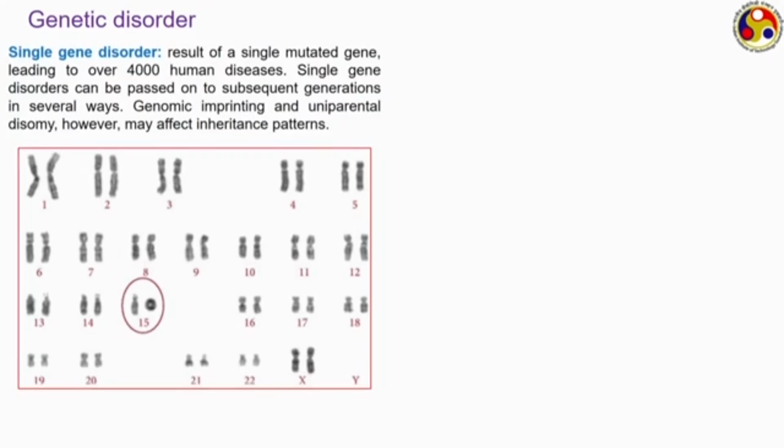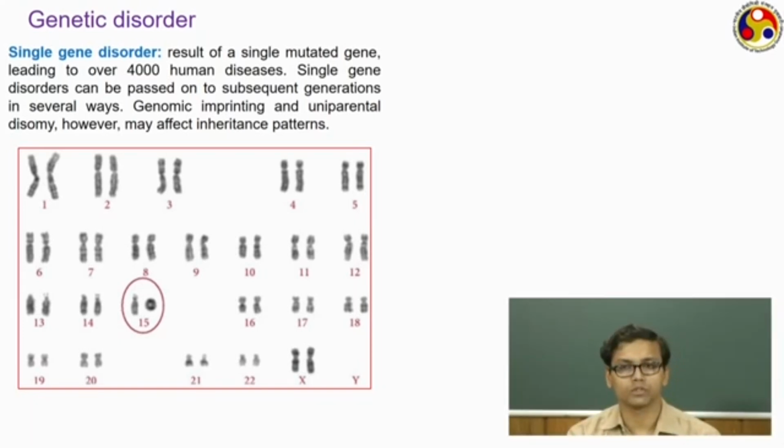Like you can see from this figure, we know that a common human being has 23 chromosomes. Out of these, 22 are autosomes and 2 are sex chromosomes, which determine our gender. So, in this particular case, you can see all the chromosomes are okay, but only this number 15 one is having some kind of abnormality. So, this is what we refer to as the single gene disorder.